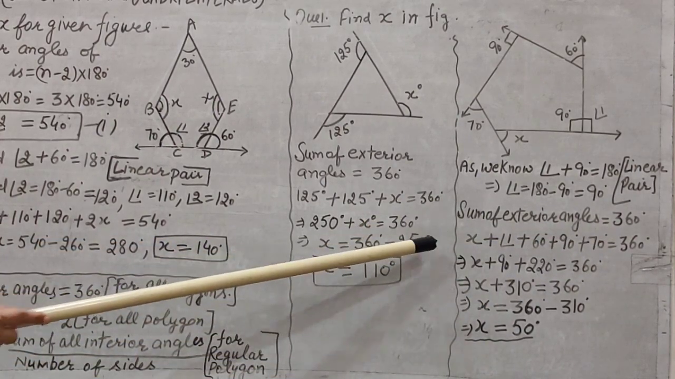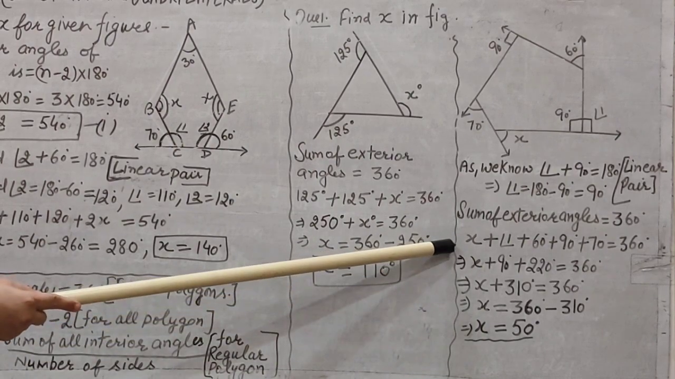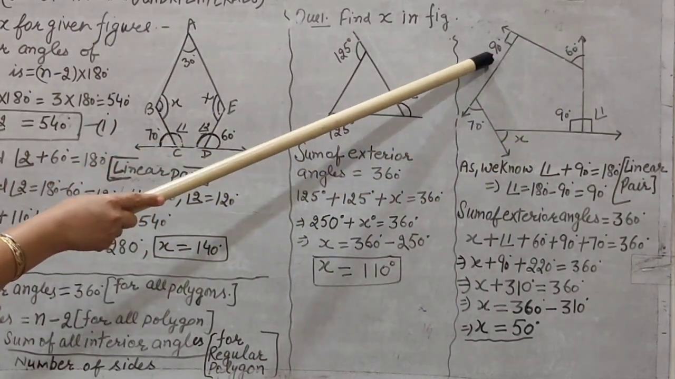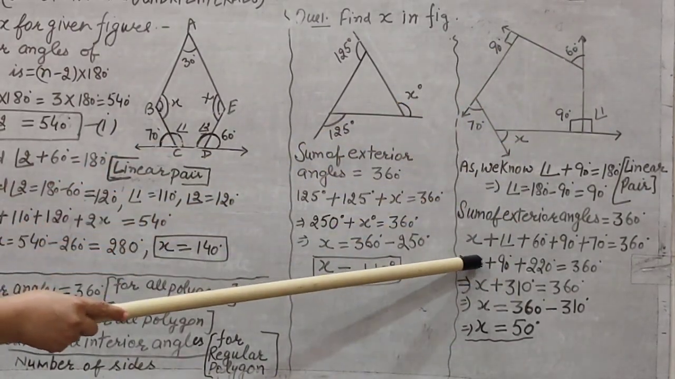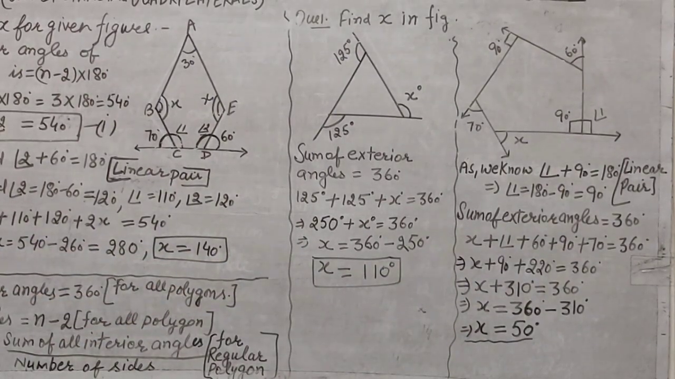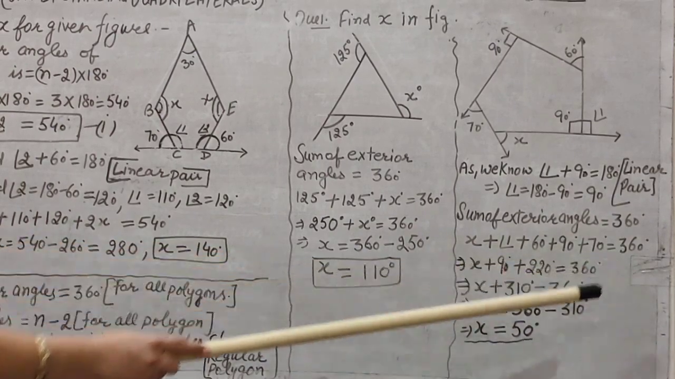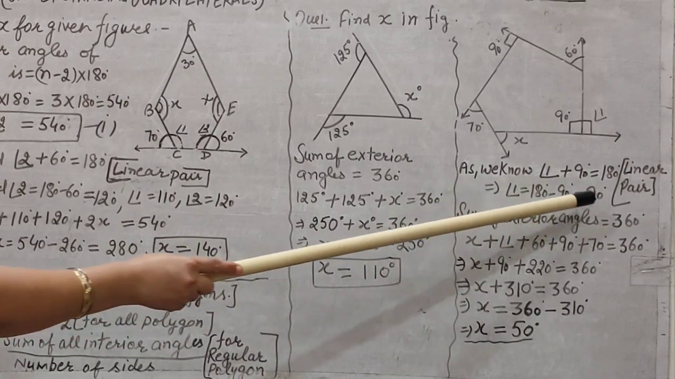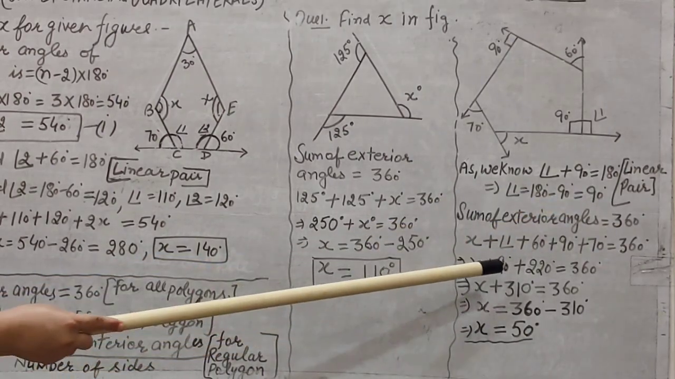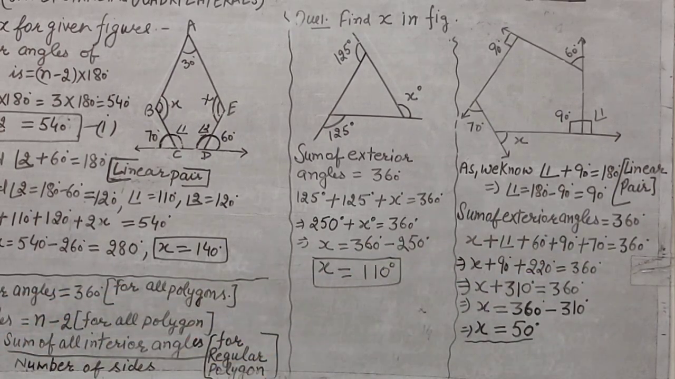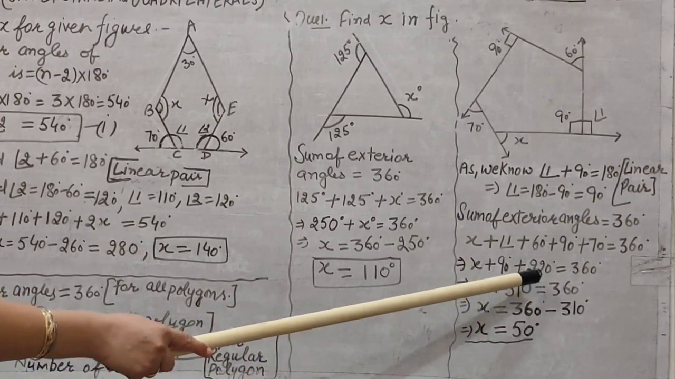Write down all the angles in the addition form. Angle x plus angle 1, next angle 60, then 90, then 70. Write down all the exterior angles in the addition form, which is equal to 360 degree, using the property. Now, x plus, what is the value of 1? You already found out with the help of linear pair, that is 90 degree. And the total sum of these 3 angles, angle 60 plus 90 plus 70, is equal to 220 degree.